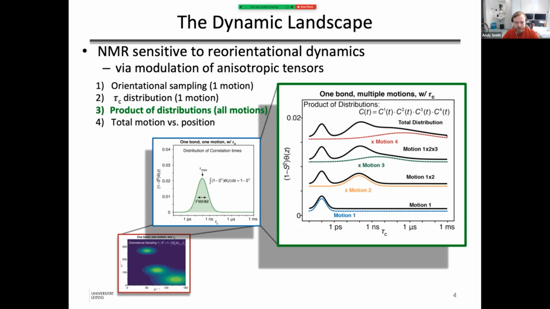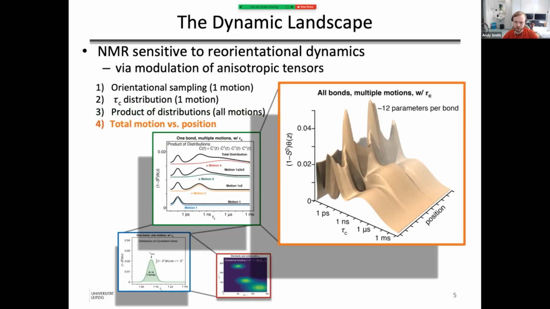And then finally, the whole landscape is this idea that those distributions against correlation time are going to change as a function of position in your system. And so the question today is, how much of this, what we call the dynamic landscape, can we characterize based on the combination of molecular dynamics simulation and NMR experiments?